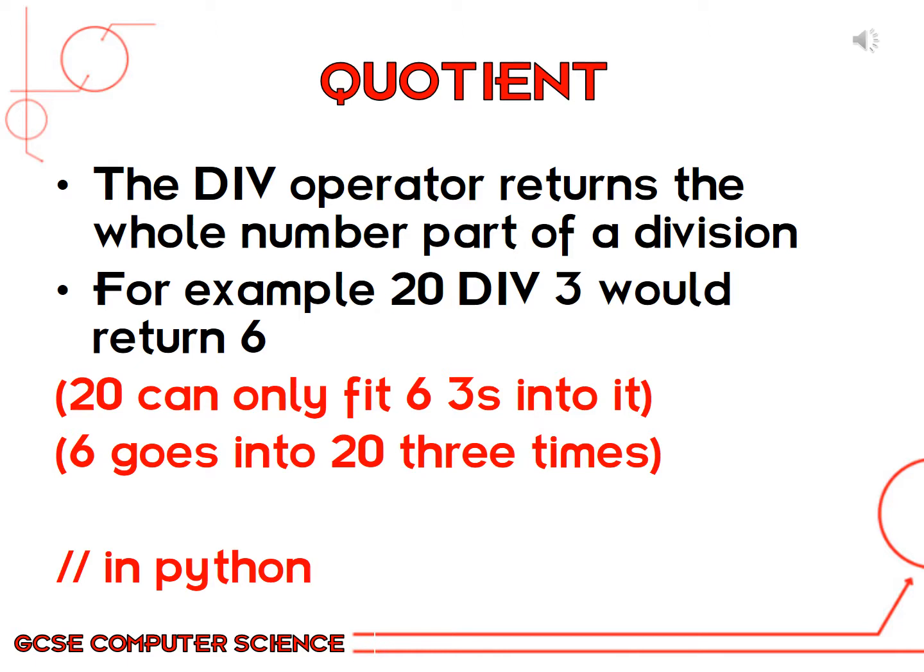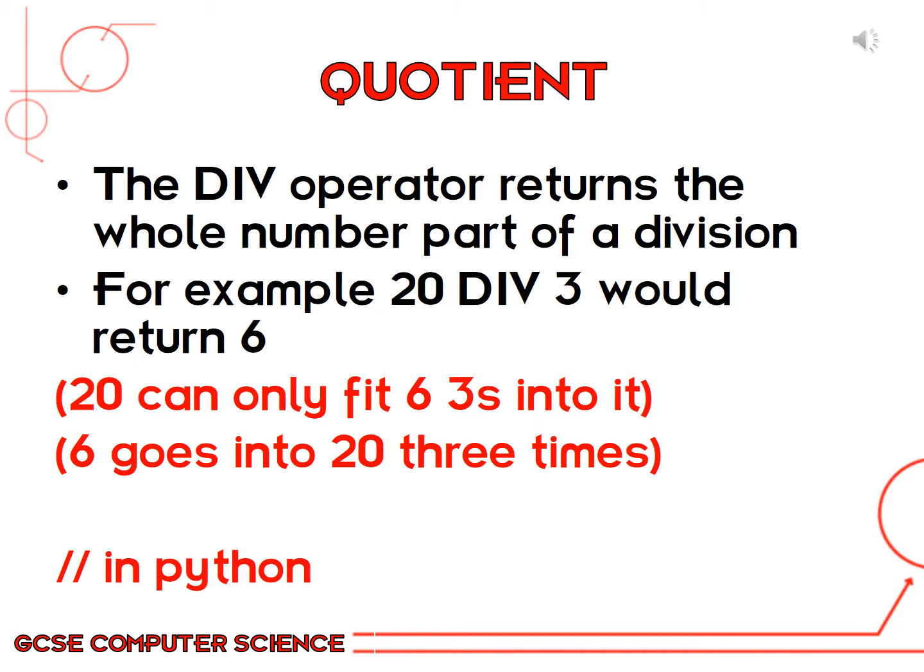The quotient operator is often known as div. So the div operator returns the whole number part of a division. At first it's difficult to get your head around, but once you memorize what the div part actually does, it's quite easy. For example, 20 div 3 basically sees how many times 3 will go into 20. 6 times 3 is 18, 7 times 3 is 21. So the closest we can get to 20 is 6. That is the whole number part of a division.